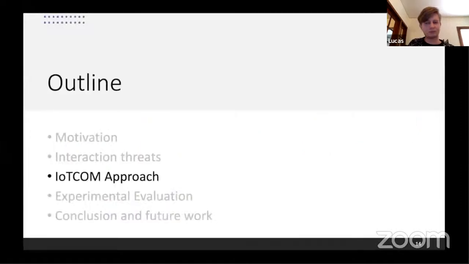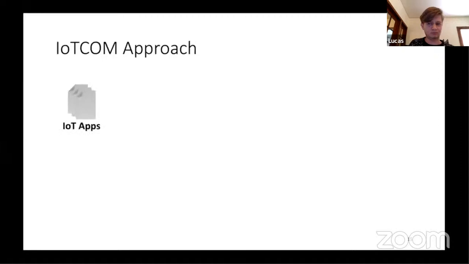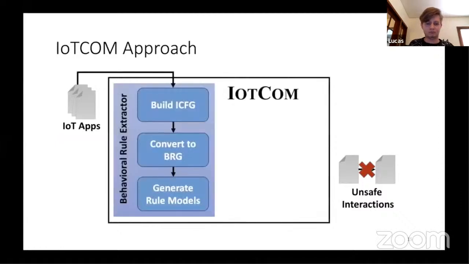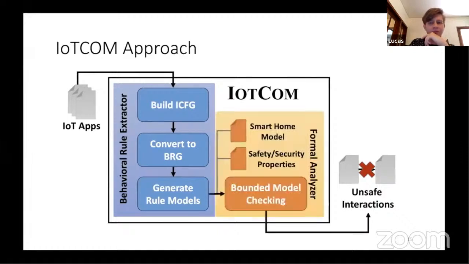After identifying those interaction threats, we propose our IoTCom approach that can detect all types of interaction threats. IoTCom expects as input a set of IoT applications, and it tries to identify all potential unsafe interactions between those applications. IoTCom consists of two components. The first component is the behavioral rule extractor, where we perform static analysis for each application independently and individually.